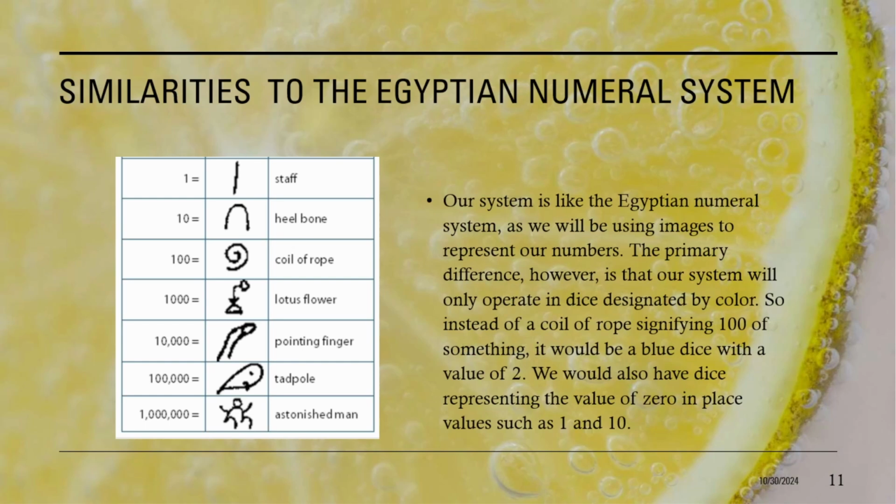In terms of similarities to the Egyptian numeral system, our system is like this system as we will be using images to represent our numbers. The primary difference, however, is that our system will only operate in dice designated by color. So instead of a coil of rope signifying 100 of something, it would be a blue dice with a value of 2. We would also have dice representing the value of 0 in place of values such as 1 and 10.